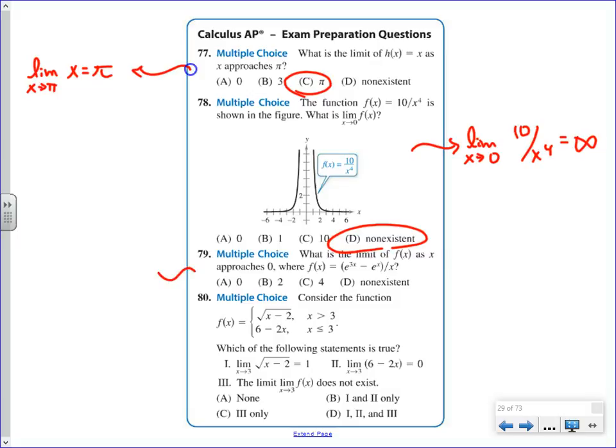Number 79. What is the limit of f of x as x approaches 0? I'm going to go ahead and just write it because I'm thinking at this point we kind of know what's going on. They're just giving it to us verbally. The limit as x approaches 0 of e to the 3x minus e to the x, all over x. Group number 6, what do you think? D. How come? What happens when you plug in? 0.